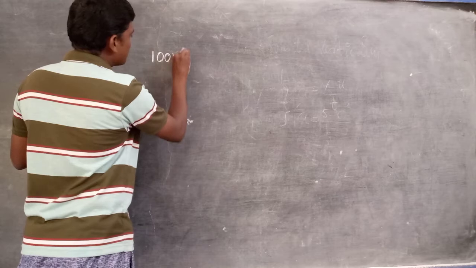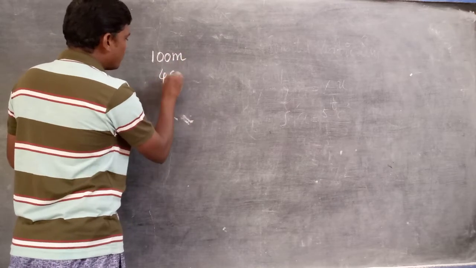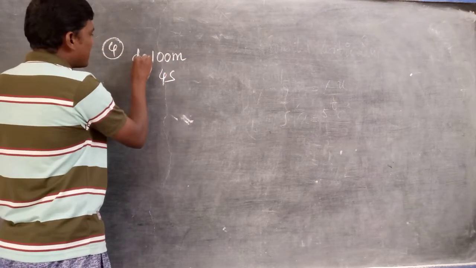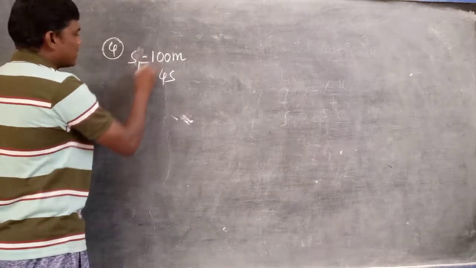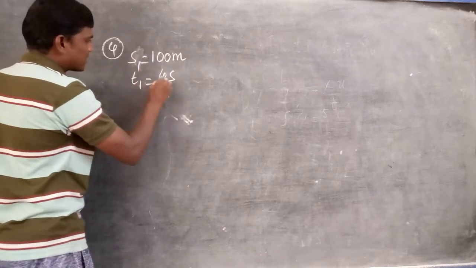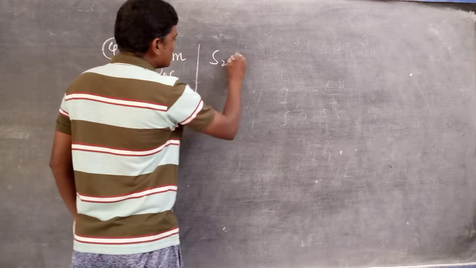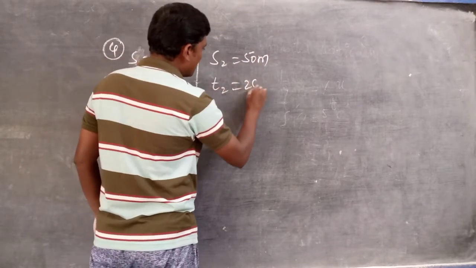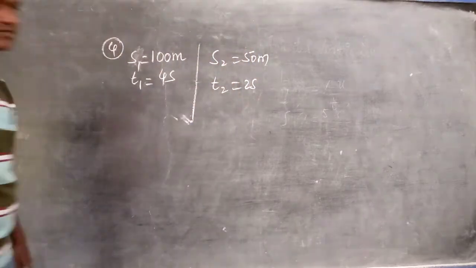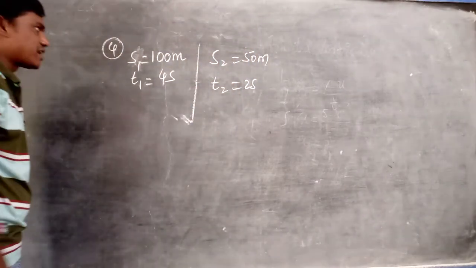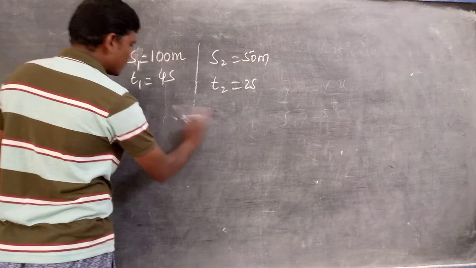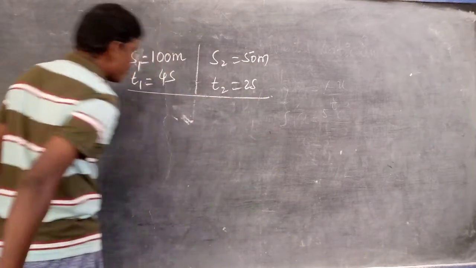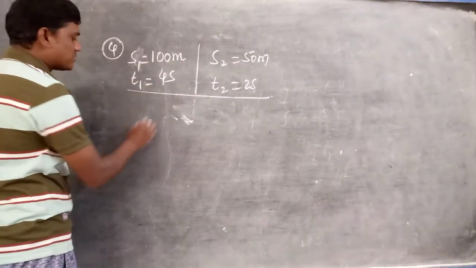So 100 meters, 4 seconds. This is S1, and T1 we can consider. Next, S2 is 50 meters, T2 is equal to 2 seconds. They are given like this. Two values are given. That's why, how can we find the average speed here?